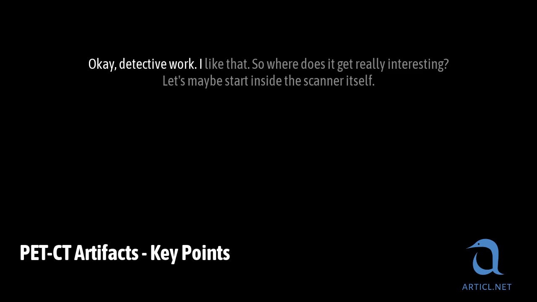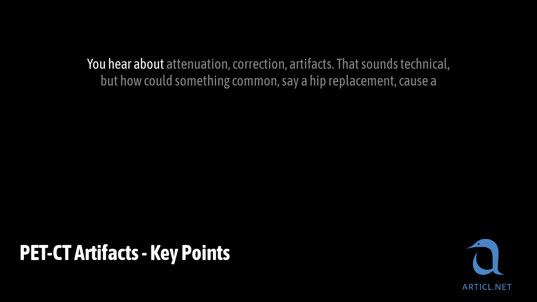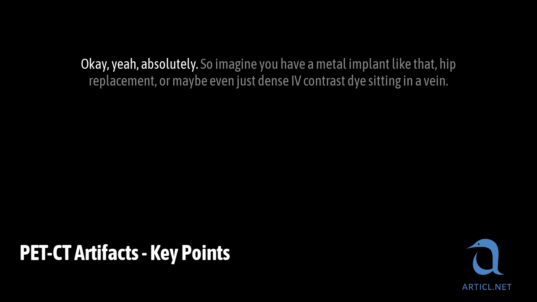Okay, detective work. I like that. So where does it get really interesting? Let's maybe start inside the scanner itself. Good place to start. You hear about attenuation correction artifacts. That sounds technical, but how could something common, say a hip replacement, cause a problem? Okay, yeah, absolutely. So imagine you have a metal implant, like that hip replacement, or maybe even just dense IV contrast dye sitting in a vein.